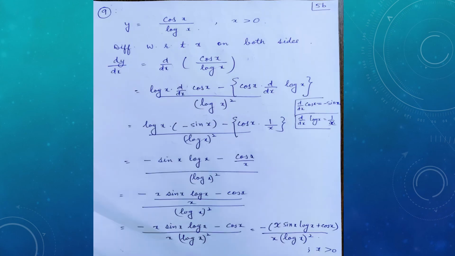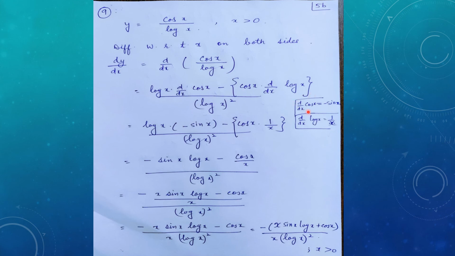Next question. 9th question. Y is equal to cos x upon log of x where x is greater than 0. We will write differentiate with respect to x on both the sides. Dy by dx is equal to d by dx cos of x upon log of x. Here you will write the quotient rule. There will be a big line here. In the denominator you will get the square of the denominator, log of x whole square. In the numerator you will get the denominator as it is. It means log of x as it is multiplied by the derivative of the numerator which is d by dx cos of x minus big bracket starts, numerator cos of x as it is multiplied by the derivative of denominator which is d by dx log of x.